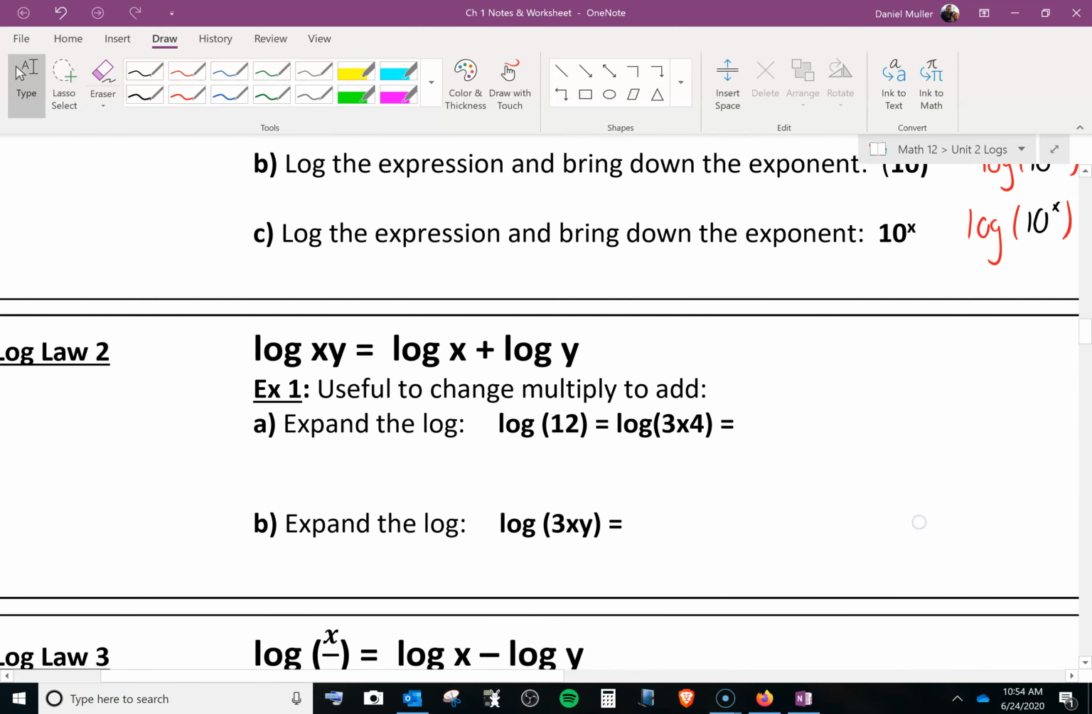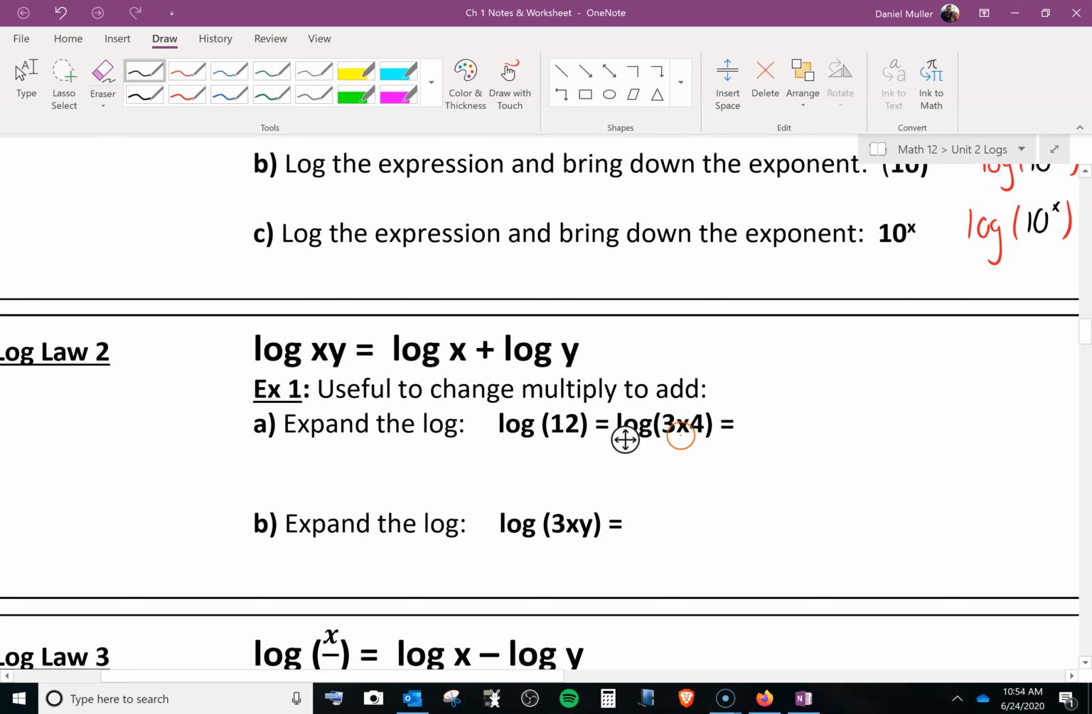Now, here's what I was saying before. If you have 2 logarithms, you can add them. And if you have 2 logarithms that are added, you can join them to be a multiply. So here's log of 12. Well, log of 12, I don't know why you would ever do this other than we're just proving a point here, but you can write it as 3 times 4.